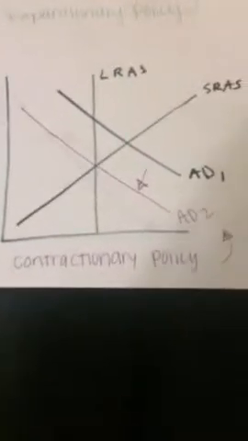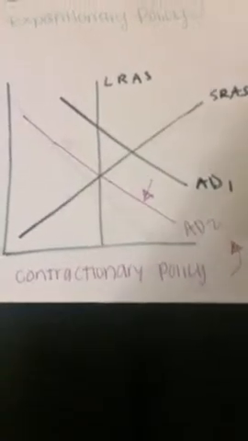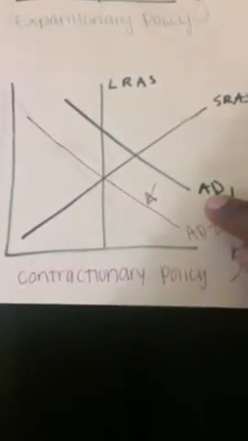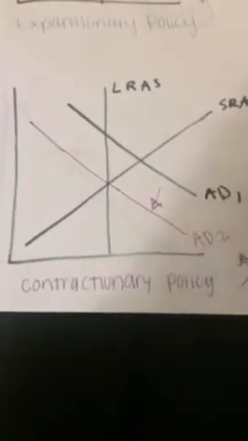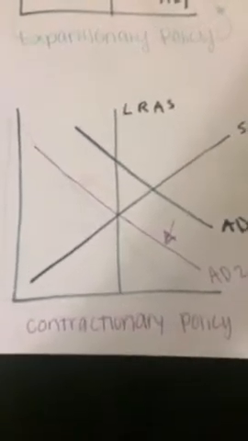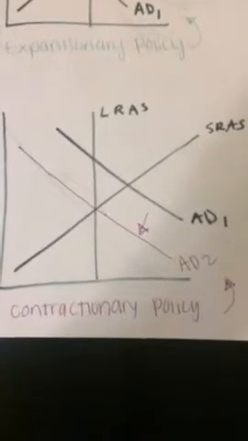In the second graph, we have the aggregate demand shifting to the left, and this one is mainly for if we want to reduce the output of government spending.